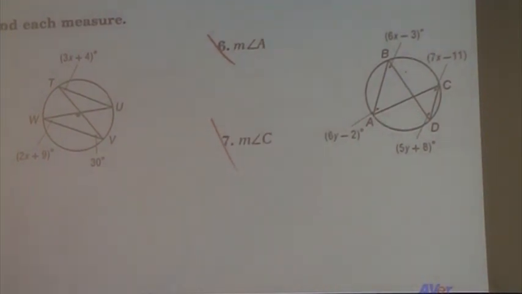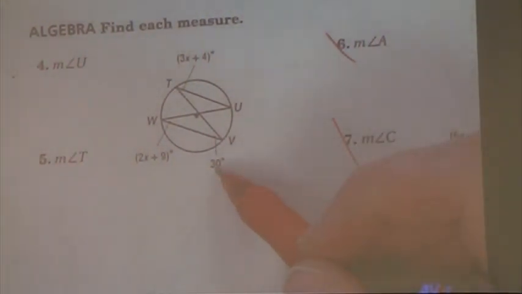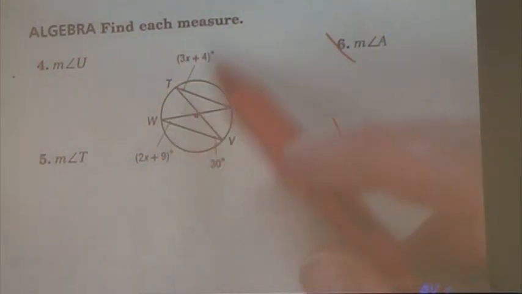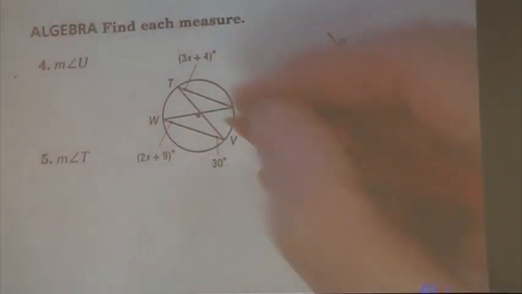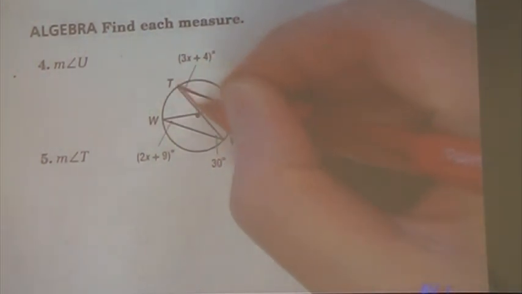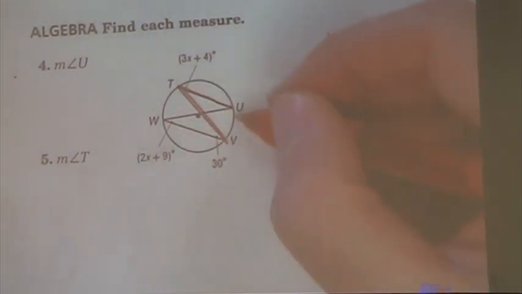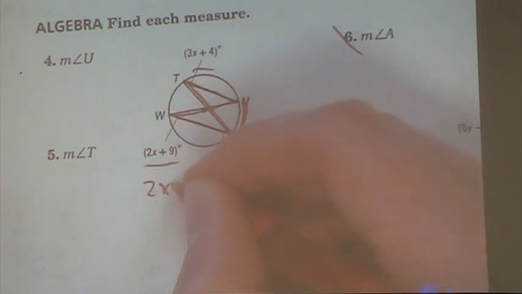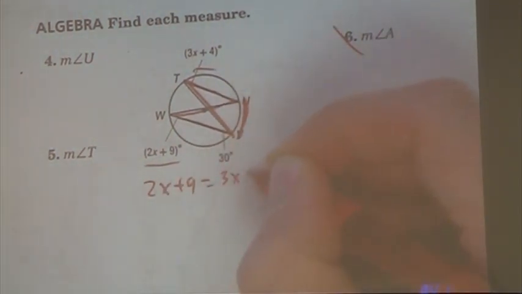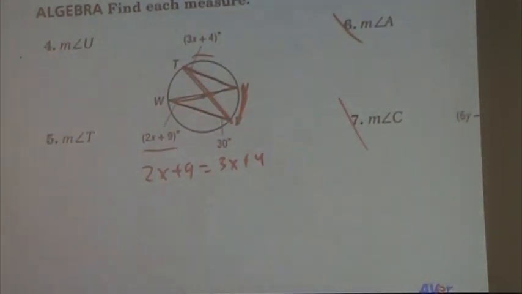A side note, I do think this 30 here is a distractor. Unless all these equal 30, which is possible, but the way you set this up, see how this inscribed angle makes this arc, and this inscribed angle makes the same arc? So you know those are equal to each other. So we get 2x plus 9 equals 3x plus 4. And we will solve away from here.